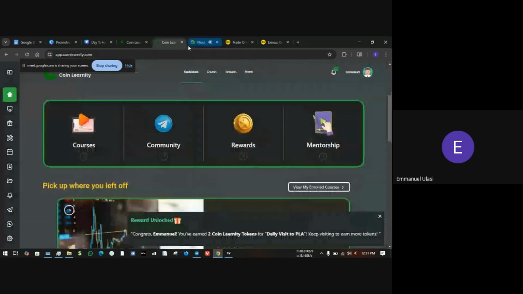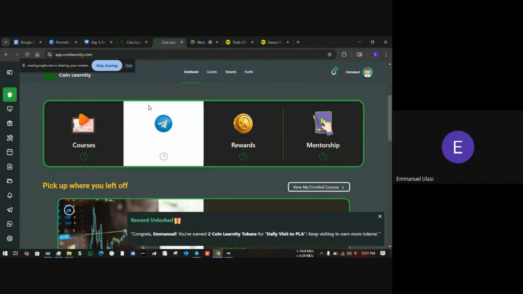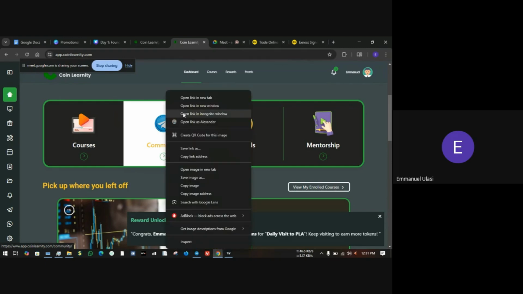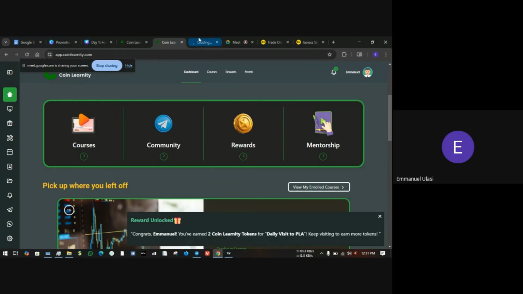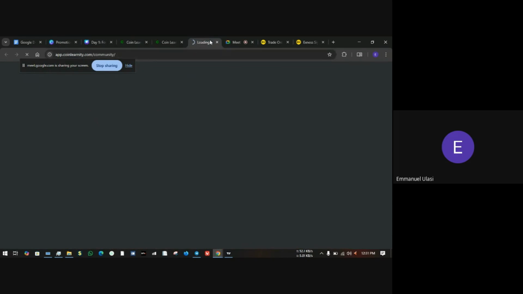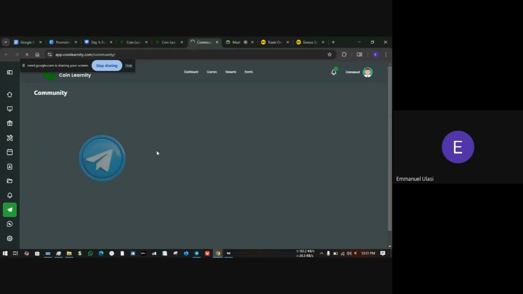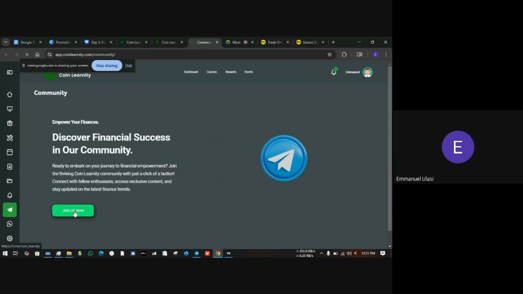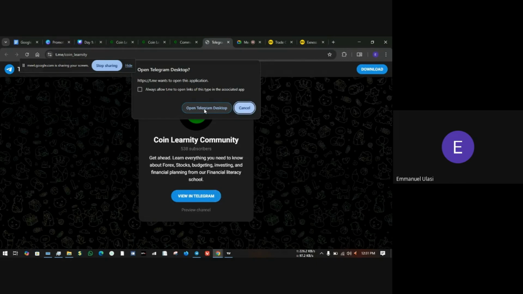Now, going back to the dashboard, this is the dashboard here. We also have other sections of the dashboard, like the community section. Clicking on this community section is going to take you to our community on Telegram. If you click on that, that should take you to this page, and from this page, you can wait for that to load, or you can click on the join us now button here, and that should take you to the Telegram community. That is the Coinlenity Telegram community.